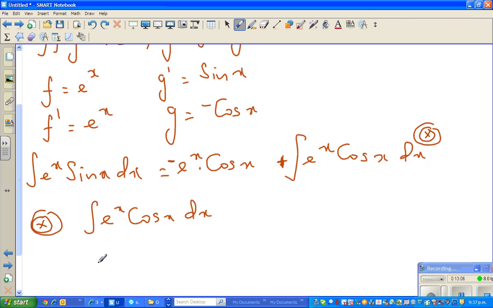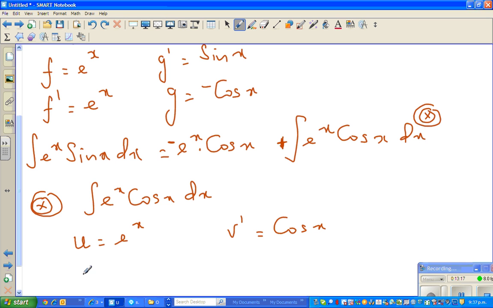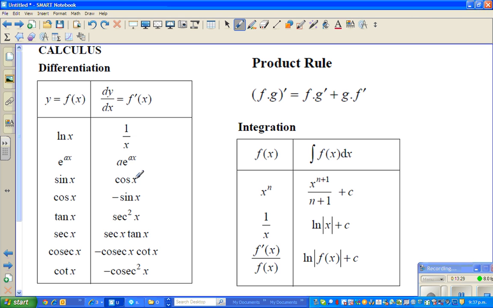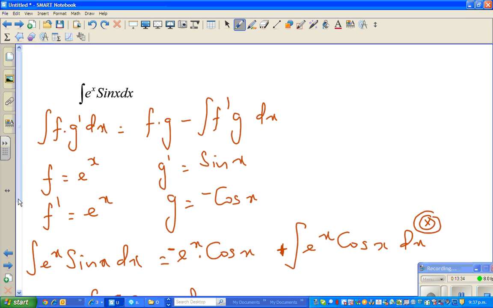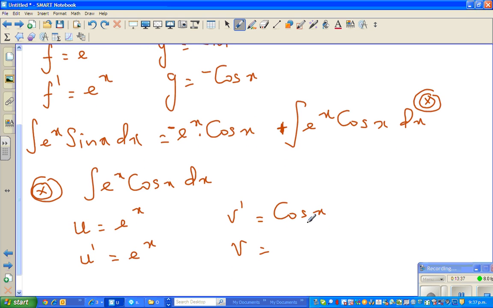So instead of f, I'm going to say let u is equal to e to the power x and v dash is equal to cos x. So if you differentiate this, it is e to the power x, and you have to integrate this, that is v. So integration, let me go back to the formula sheet. Integration of cos x is sine x, okay? So if you integrate this, you get sine x.